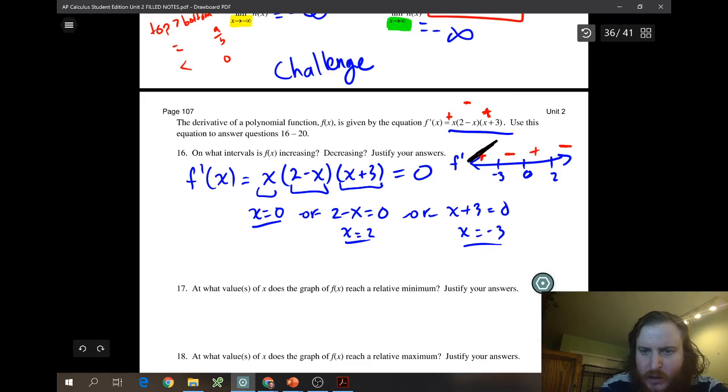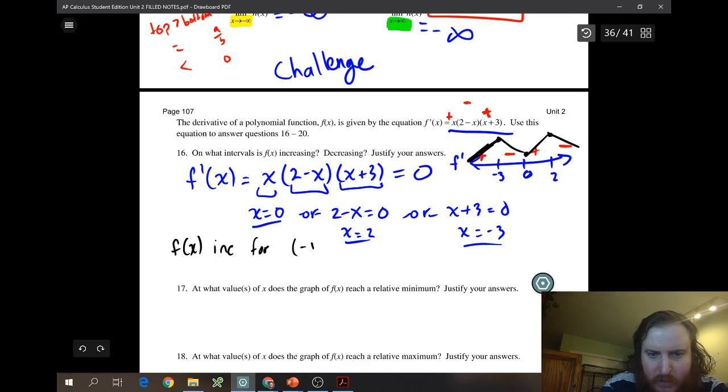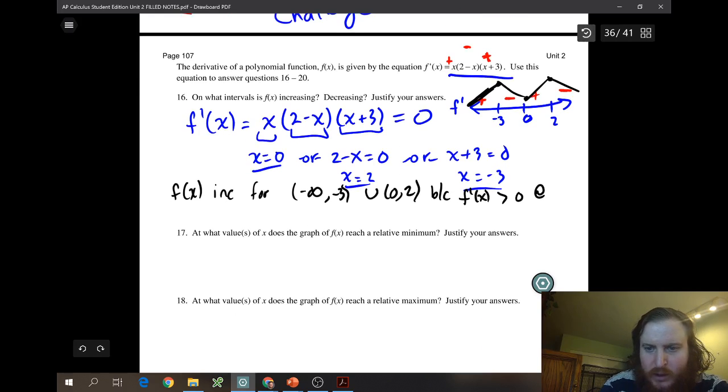if I drew this, it's increasing, then it's decreasing, then it's increasing, then it's decreasing. So it said, where is f of x increasing? F of x increases for negative infinity to negative 3, union 0 to 2. Why? Because f prime of x is greater than 0 on these intervals. This is review from yesterday, but just a little bit of a different take on it, because now we started off with the derivative already.